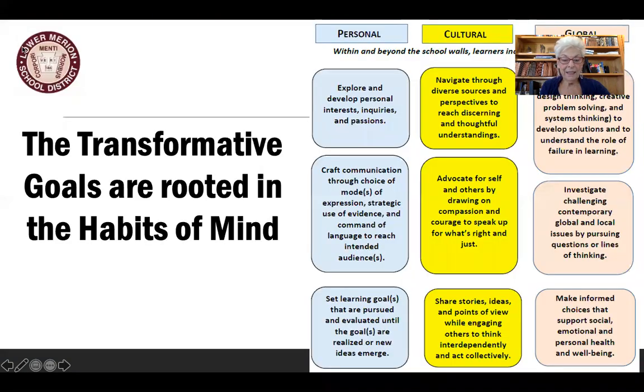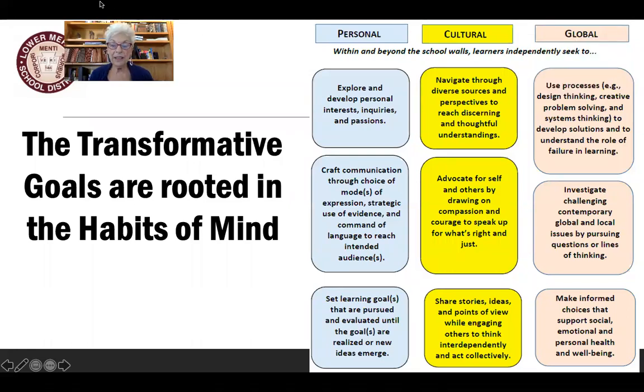And we'll begin by remembering our transformative goals, because these are the transformative goals that we are working on in Lower Merion. And as you can see, the transformative goals are rooted in the habits of mind. So when we're looking within and beyond the school walls to personal, cultural, global, all of which I'm sure you're paying attention to as you think about the idea of where would we like our students to be when they leave school? Where would we like them to be as they get beyond us, which of course will be something that is both positive and negative.